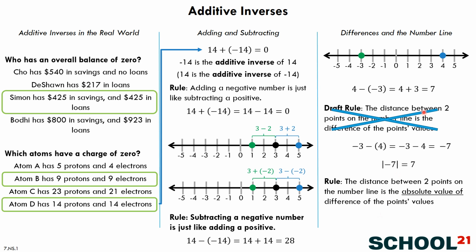Okay, so when you're finding distances, just take one number minus the other one. It can be either direction, and take the absolute value. You'll get your answer. Okay. Good job.